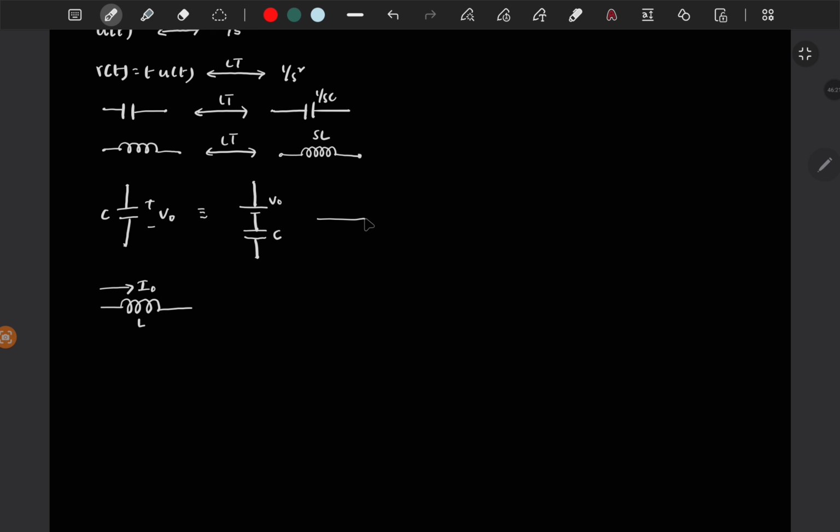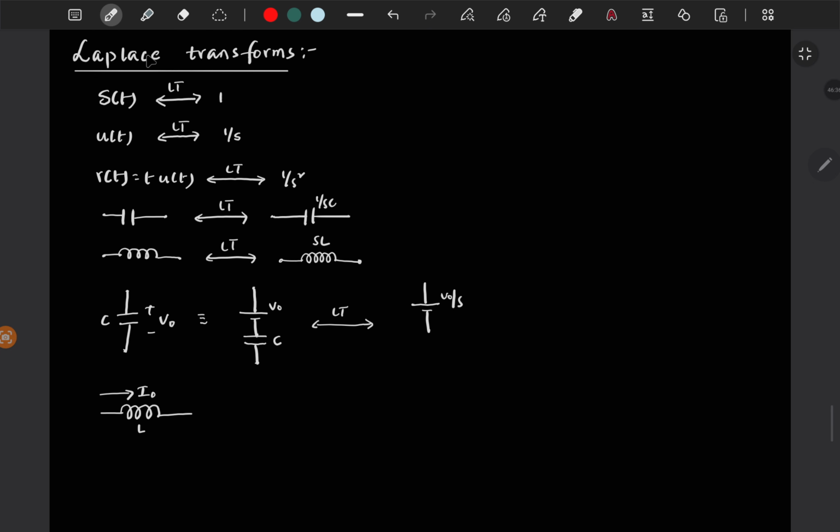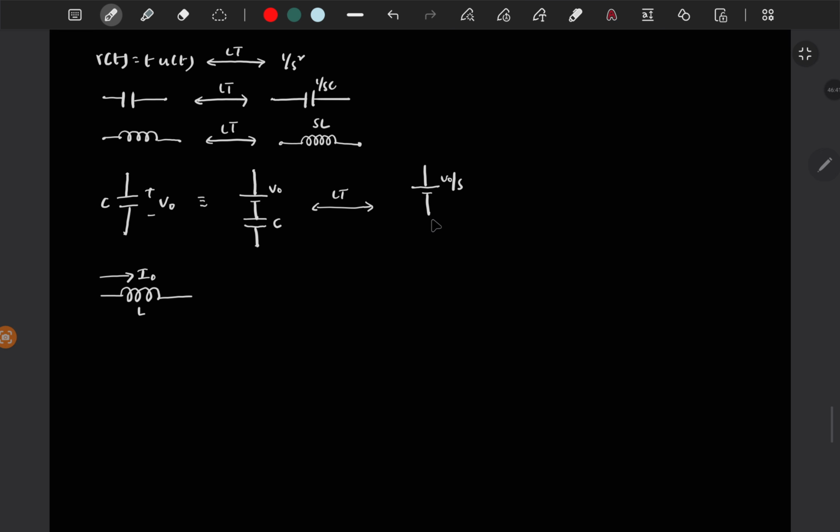So if you transform into Laplace transform, this branch looks like this, which is V naught by S, because for a constant, for u of t it is 1 by S, right? So for V naught it is V naught by S, and the capacitor 1 by Cs.